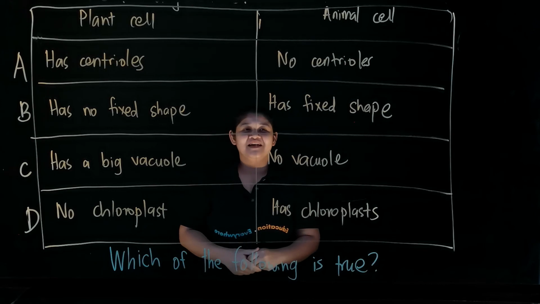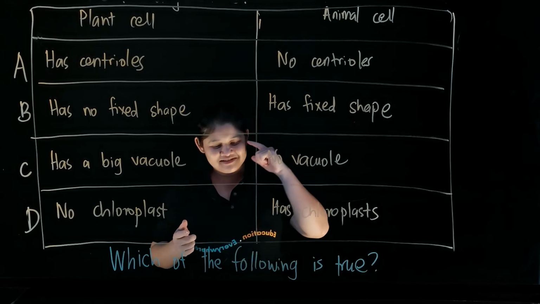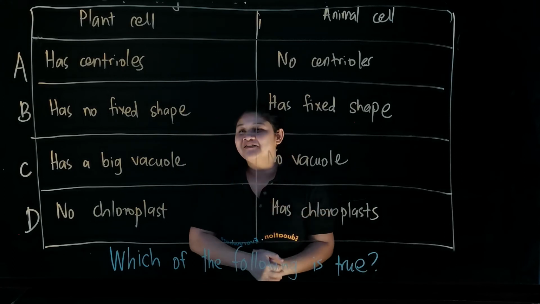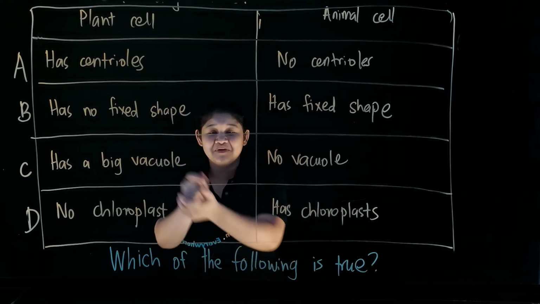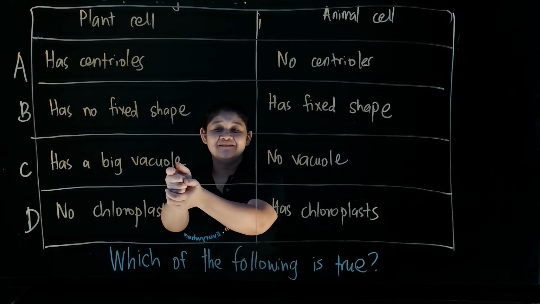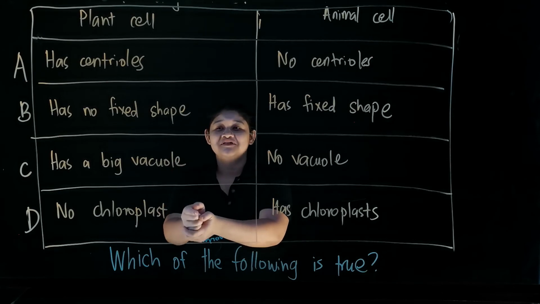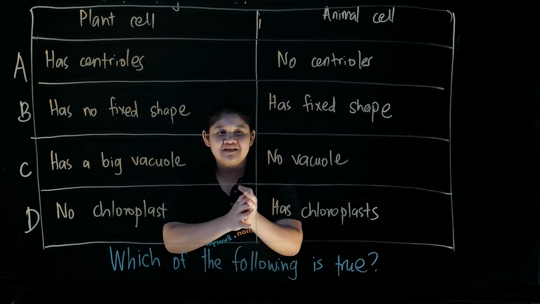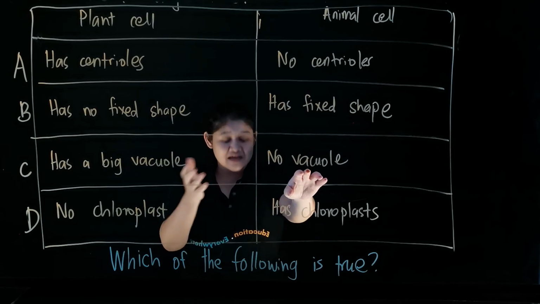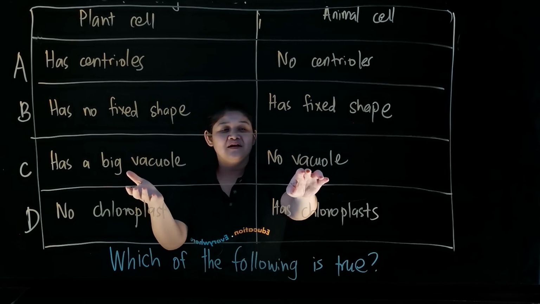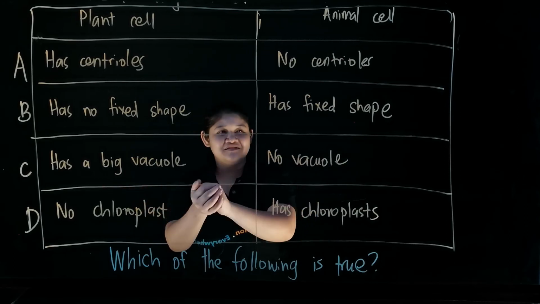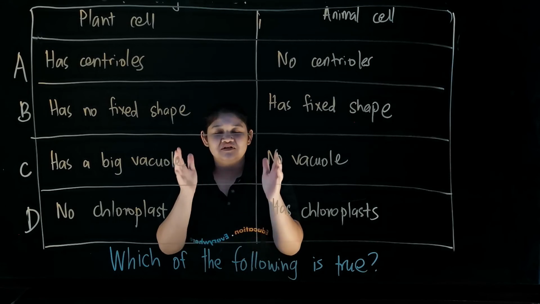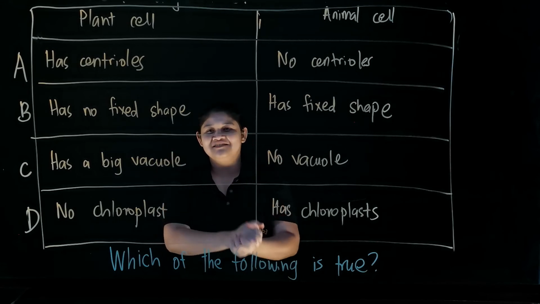And we are back. For those of you who answered C, ding ding ding, you are right. Plant cell has a big vacuole, as I mentioned. Its function is to store water and nutrients, and it also helps in cellular digestion. Animal cell, in this case, has no vacuole. Some have, but very little. The majority of them don't have. So the answer for this question is C.